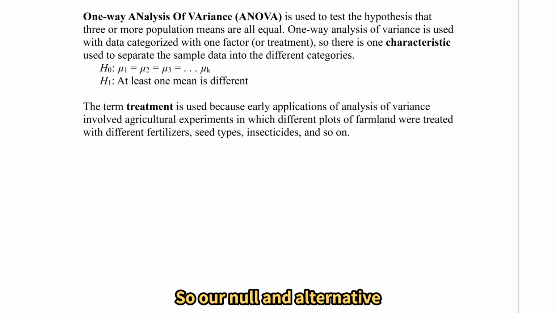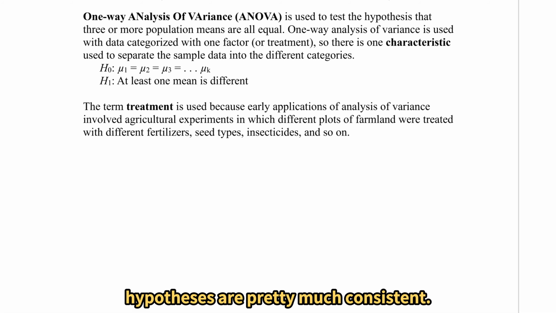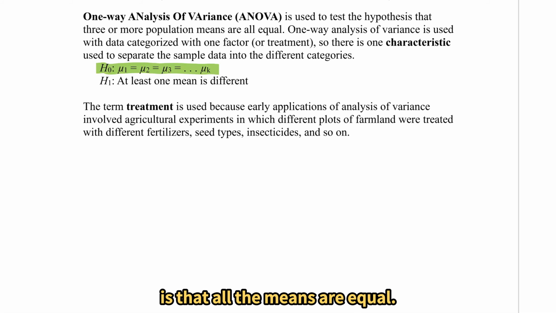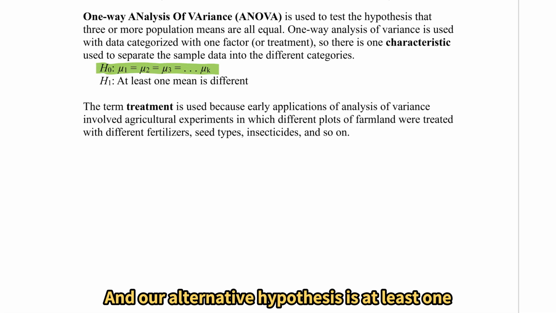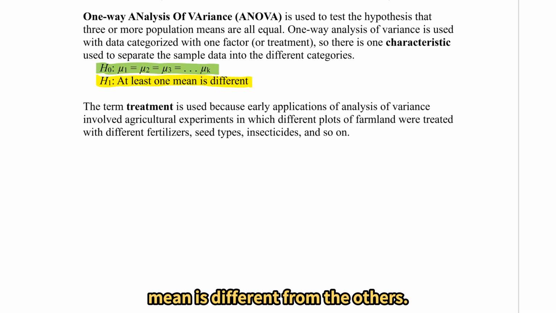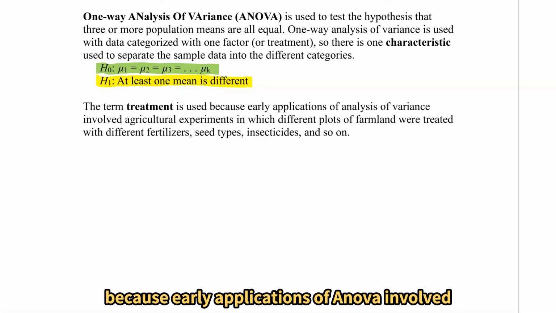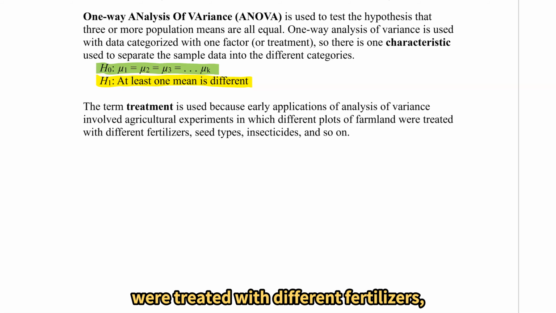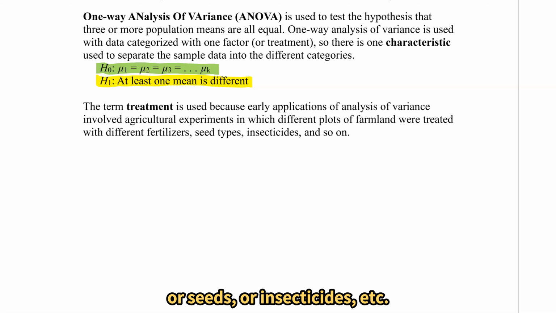So our null and our alternative hypotheses are pretty much consistent. Our null hypothesis is that all the means are equal, and our alternative hypothesis is at least one mean is different from the others. We use the word treatment because early applications of ANOVA involved agricultural experiments where different plots of farmland were treated with different fertilizers or seeds or insecticides, etc.